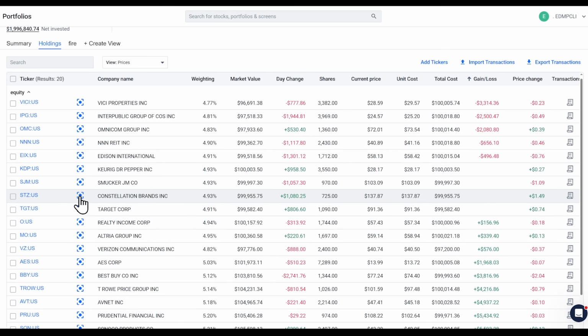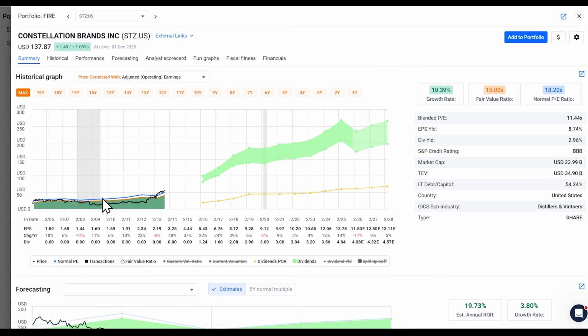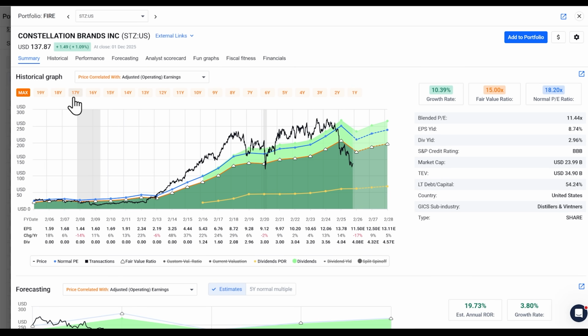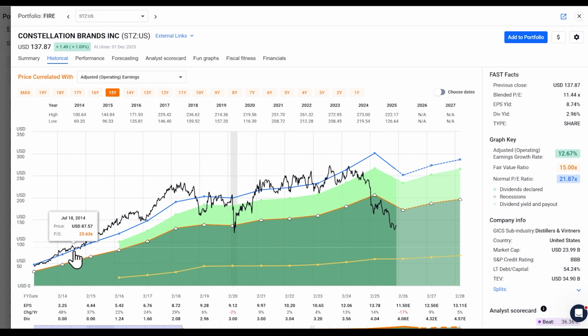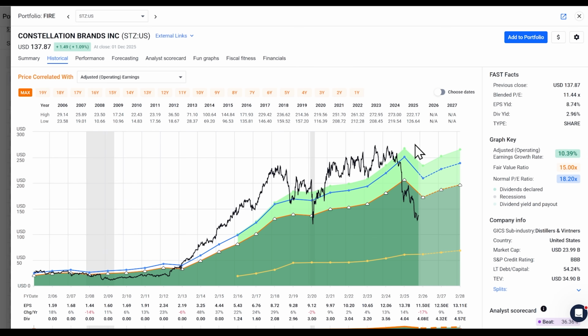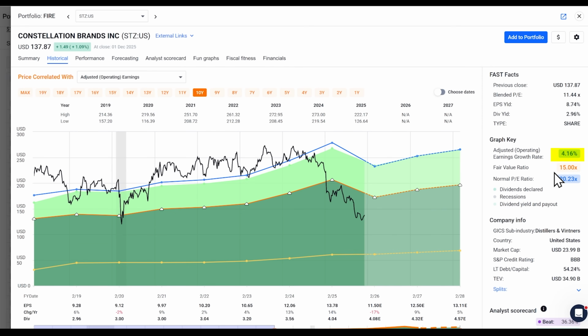The next one is Constellation Brands, which of course is the largest liquor producer. They also own the Modelo beers, and those are very popular right now. But once again, we see a great lesson in valuation. This company's historical growth rate for the last 15 years has been 12%. If I go to max, it's been 10%. If I go to 10 years, it's been 4%. Okay, people get confused by this.